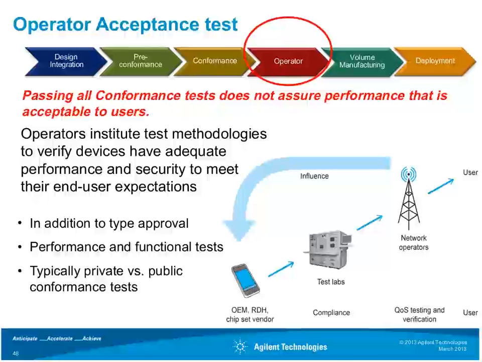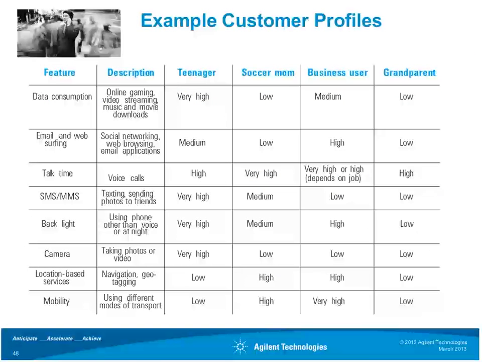And while conformance is the formal step currently required of all devices before they are allowed to connect to the network, the operators do more rigorous acceptance testing before they send it out. This figure here shows the influence that the network operators do have on the equipment manufacturers.